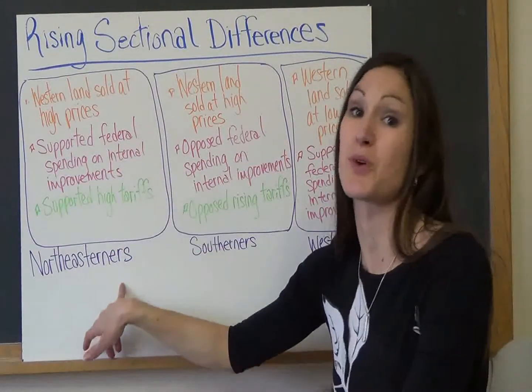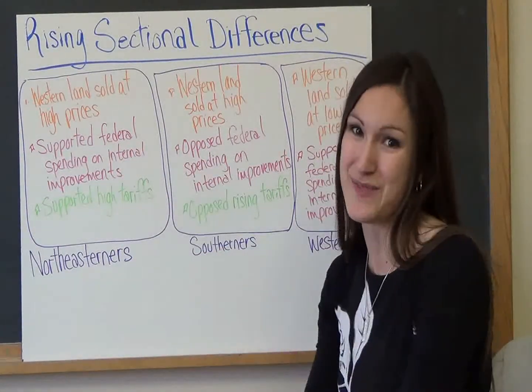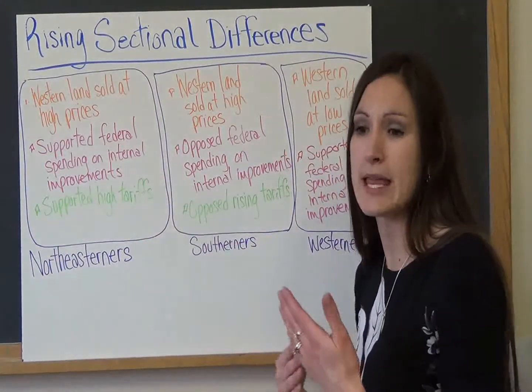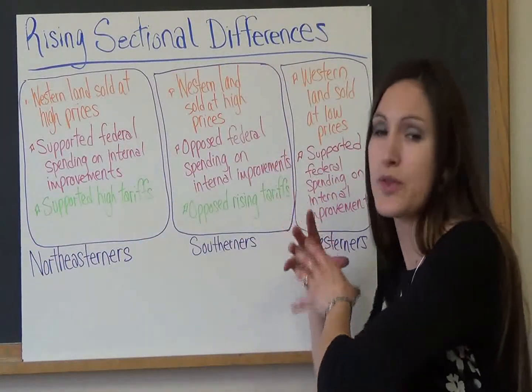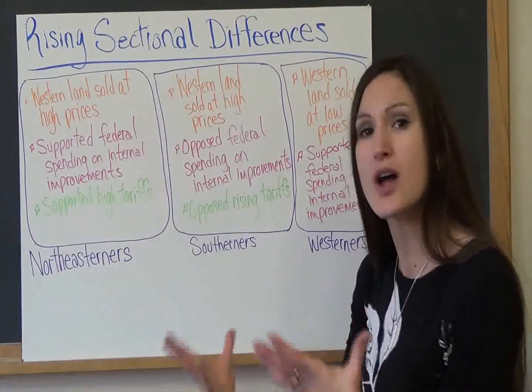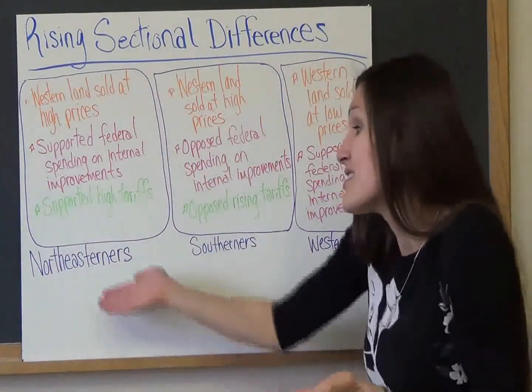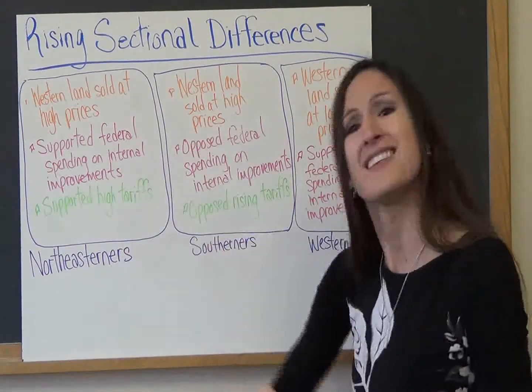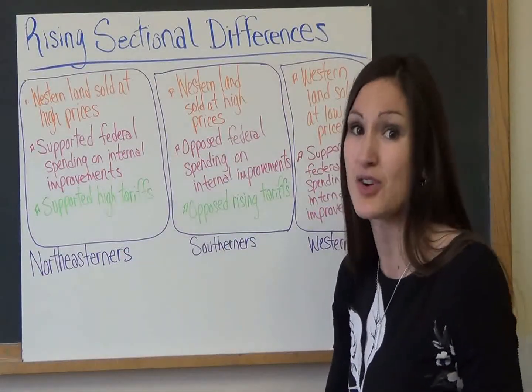Well, the North supported it because they were benefiting from these improvements. These internal improvements were making roads from the Northeast to the West, and railroads, better transportation. So Northeasterners would benefit from this. So they thought, yeah, let's spend the money on internal improvements.